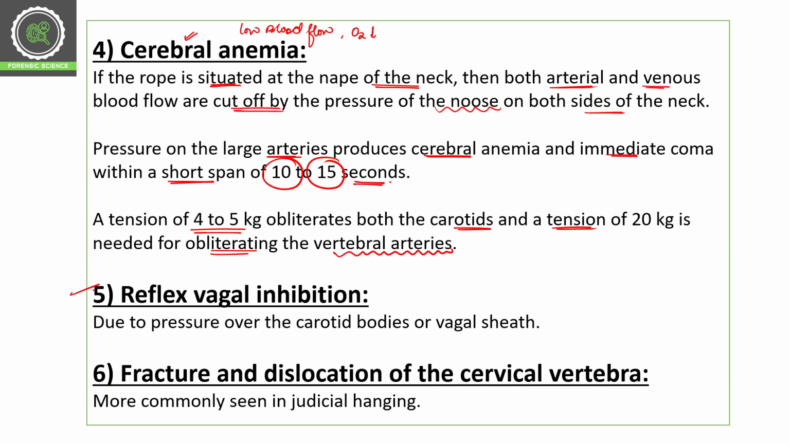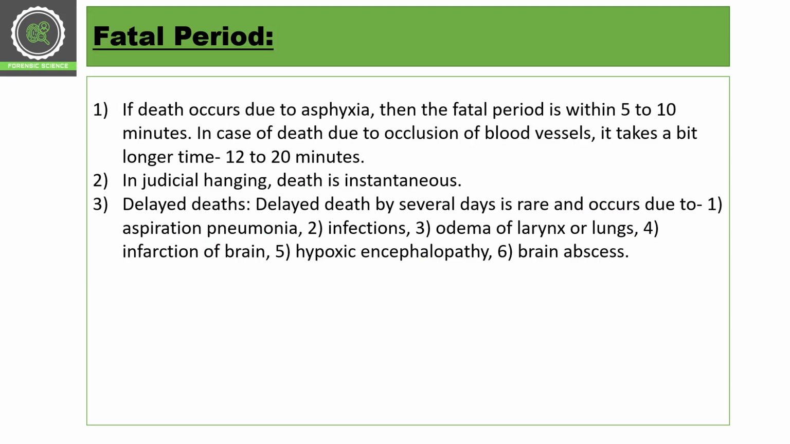Then we have reflex vagal inhibition. Due to pressure over the carotid bodies and vagal sheath, it happens, and again it will lead to death. Then we have fracture and dislocation of the cervical vertebra. This is really very common in judicial hanging because the person drops from a height. Because of that dropping, the fracture is there and dislocation of the cervical vertebra is seen. So these are some common causes of death in hanging.